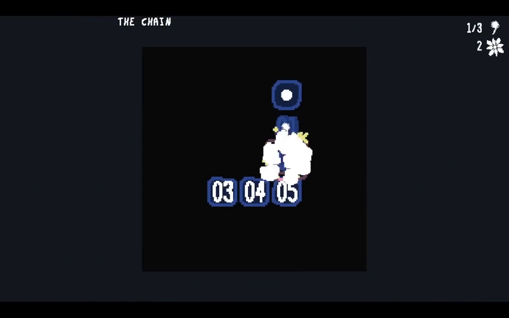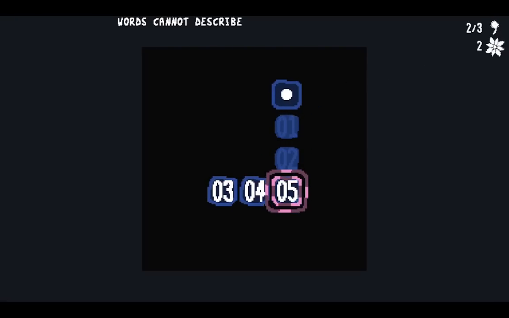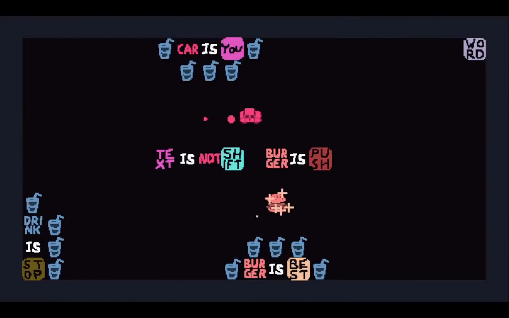Okay, I'm sorry. That was the only thing I could do, and yes, it did use it, but I more meta-solved that than anything else. Why is level 5 here? Whatever, I'll do level 3. I'm not getting tricked. Okay, so burger is best.